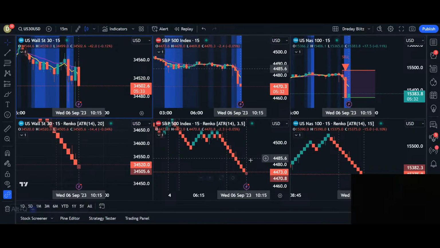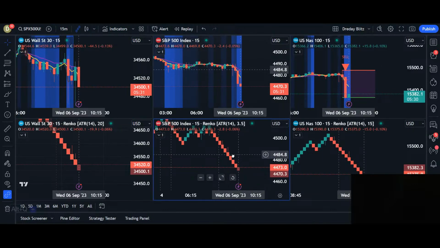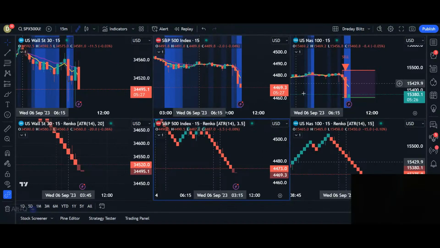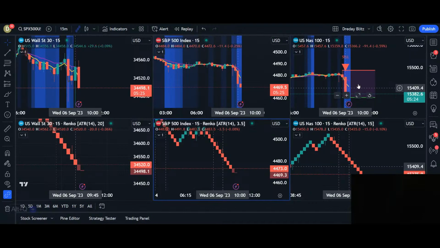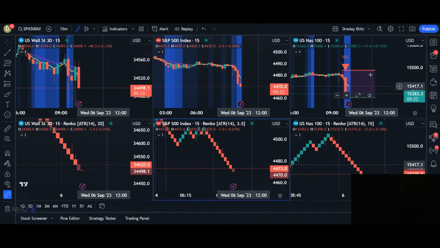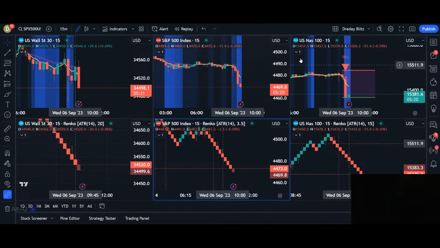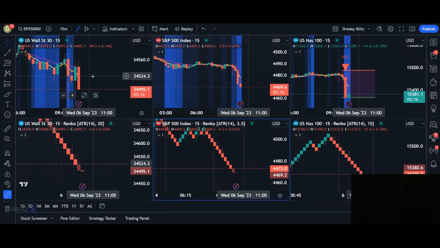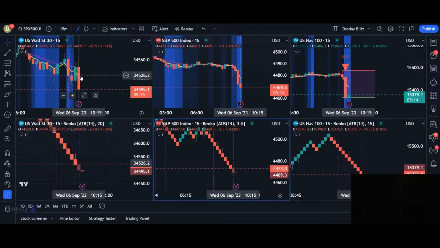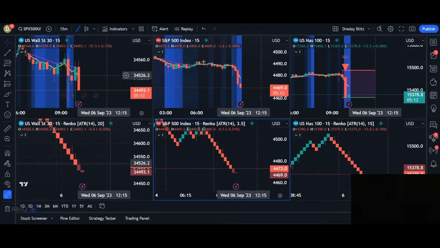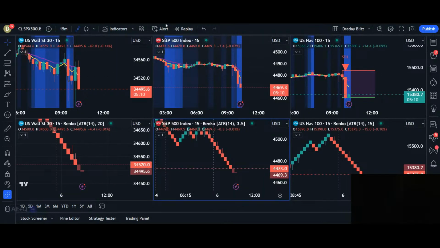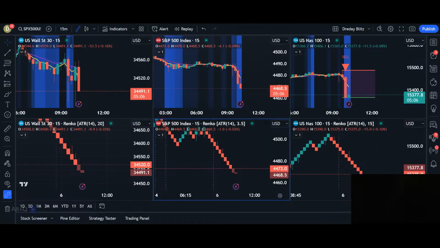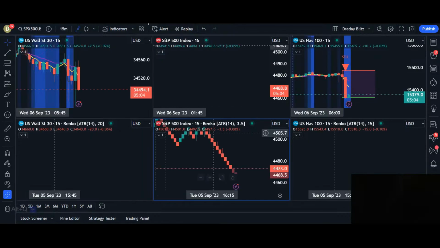Same thing for US30, S&P 500, sorry. It's still pushing down, and NASDAQ is still pushing down. So for anyone that was still in that trade here, congrats. You should be more in profit right now, and you should be continuing and keeping the trade open off of the Renko bar here.